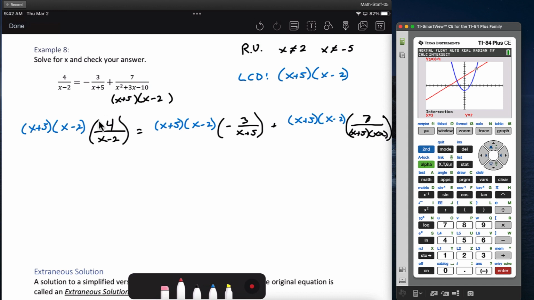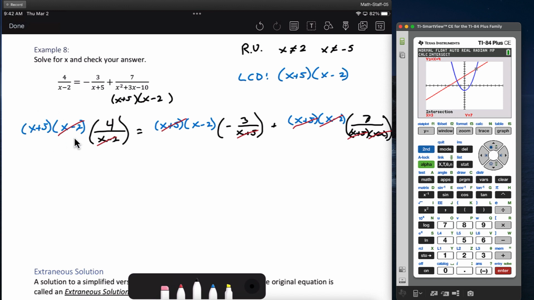So on the left, it looks like x minus 2 cancels. In the middle, the numerator and denominator have x plus 5 in common. And then on the far right, it looks like both factors will cancel. So again, it gets a little messy, but once we multiply, this is going to be a much neater problem.